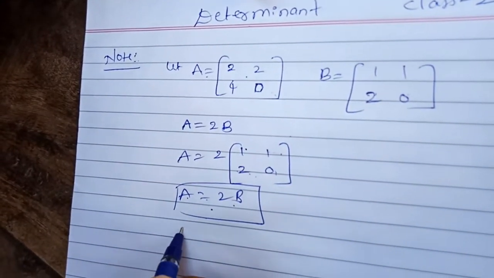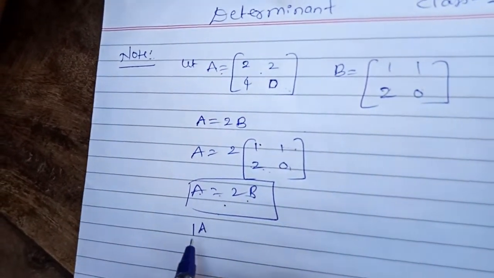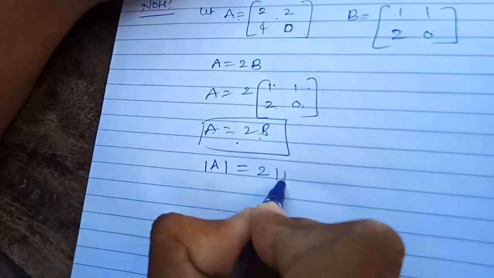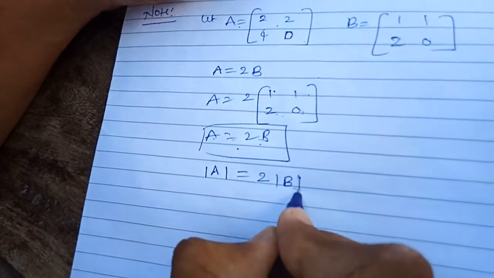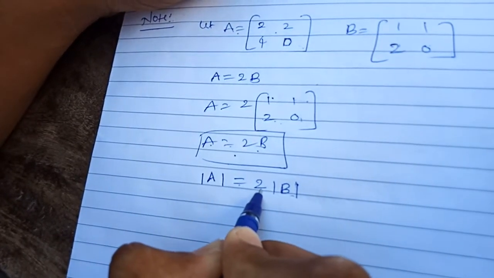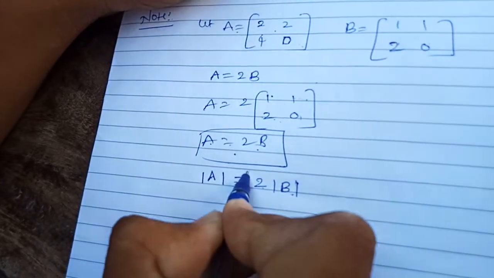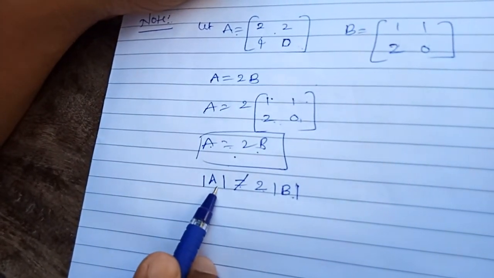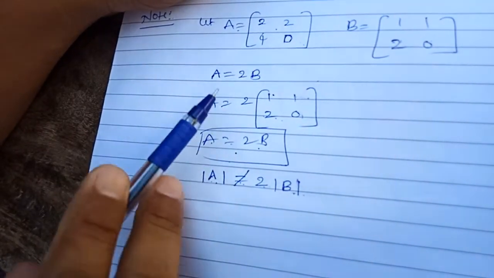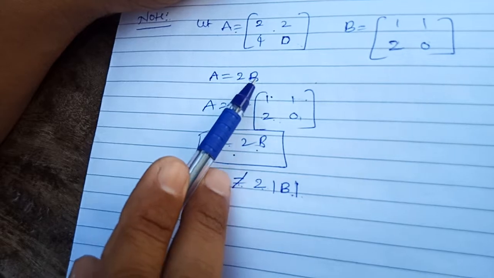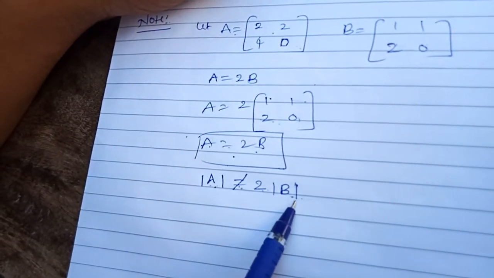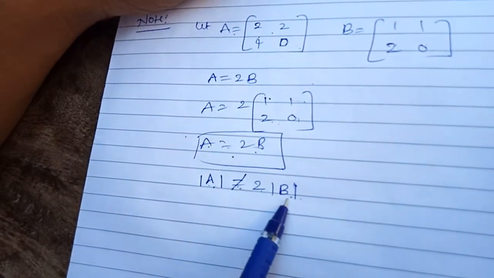But remember one thing, we can't write that determinant of A is equal to 2 into determinant of B. I will show that this is wrong. That's why I am telling you, determinant of A is not equal to 2 into determinant of B. If A is equal to 2 into B, it need not be that determinant of A is equal to 2 into determinant of B.